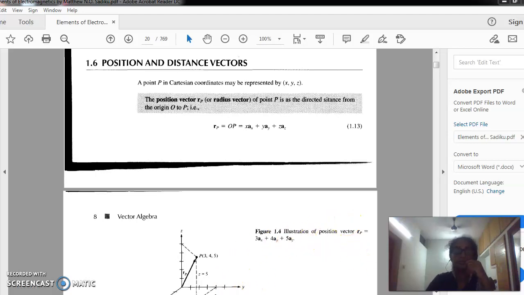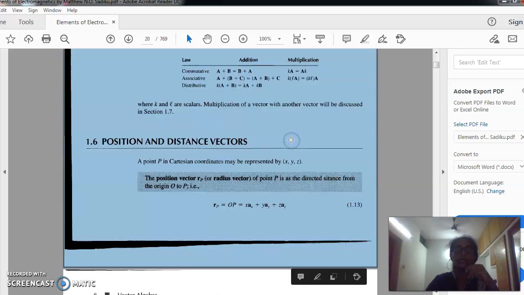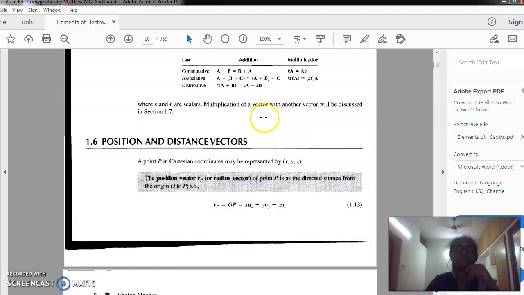So let us now continue with our vector portions. We have seen some basic representation and its magnitude, how to represent the magnitude. Now moving on to another type of vectors defined as position and distance vectors.